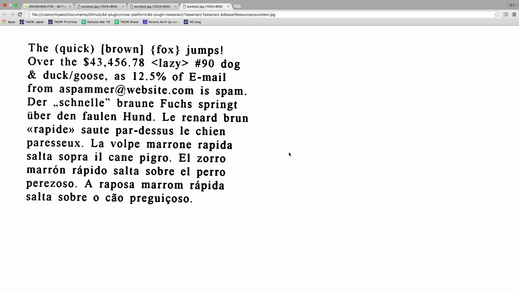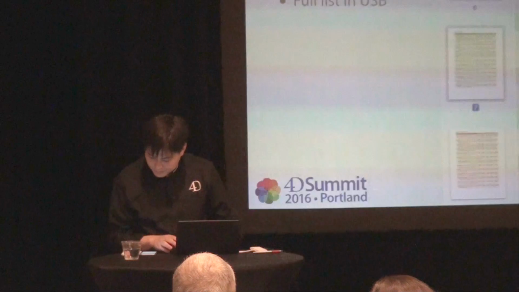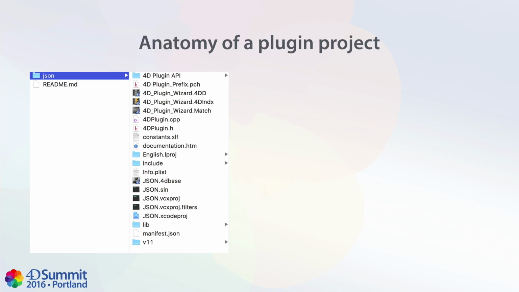Now, the question is how to use that plugin. One thing that might be useful to know is that all of the plugins you will find on my GitHub repository follow a specific layout of files. So here's the anatomy of a plugin project. So typically there will be a root folder. The screenshot is an example from a plugin called JSON.